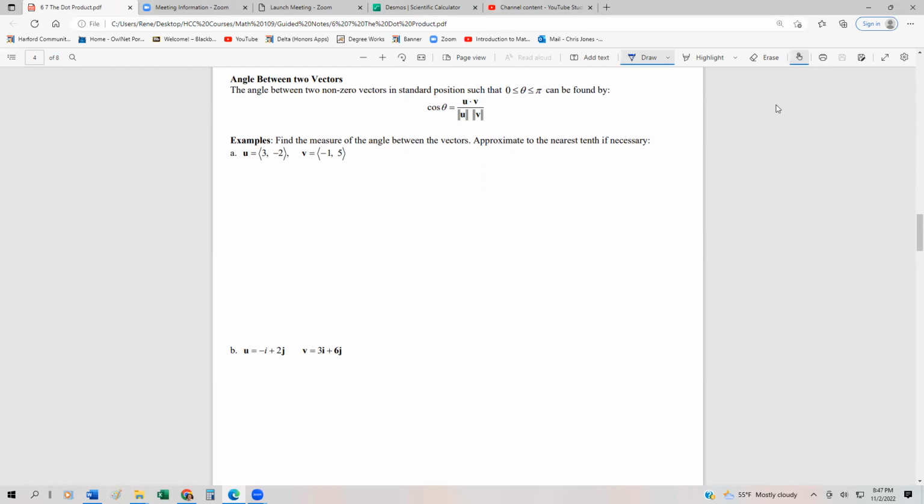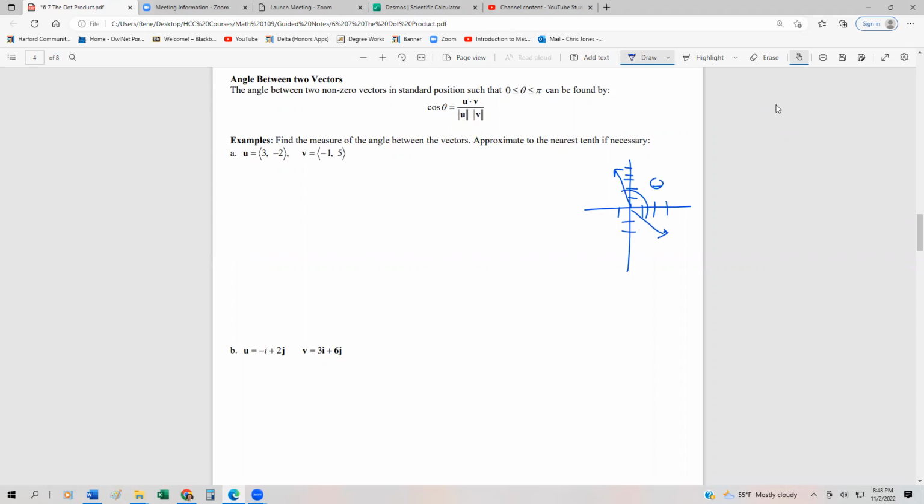Just to get an idea of what we're looking at here, let's graph this. We have <3, -2>, which is this vector in standard position. And then we have <-1, 5>, which would be this vector. And this is the angle theta that we're looking for. So theta is going to be what, like 130, 140, something like that. Just by guessing and looking at it, it's probably closer to 180 than it is to something else.